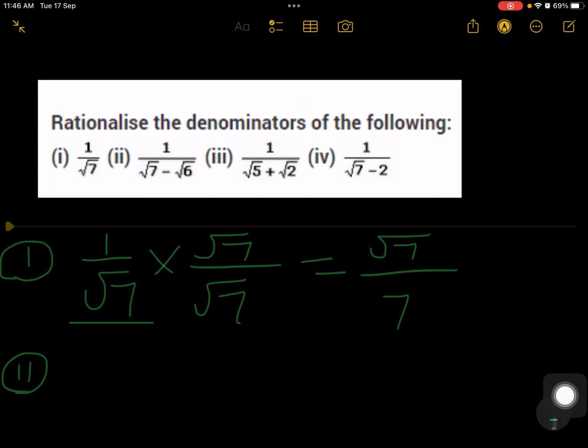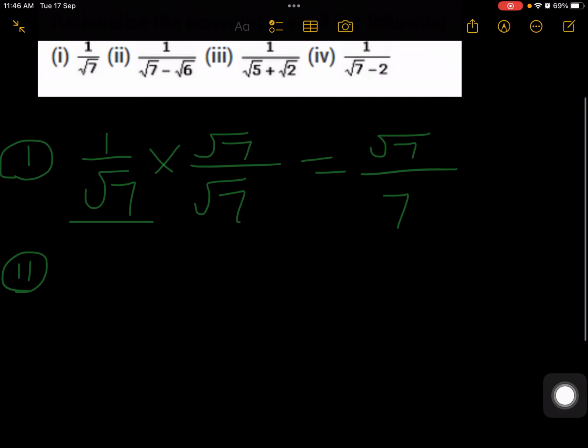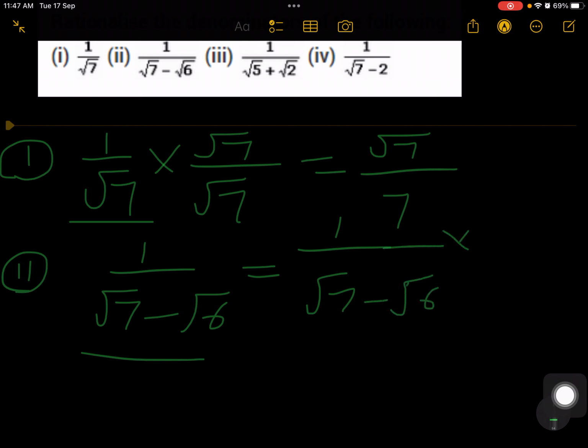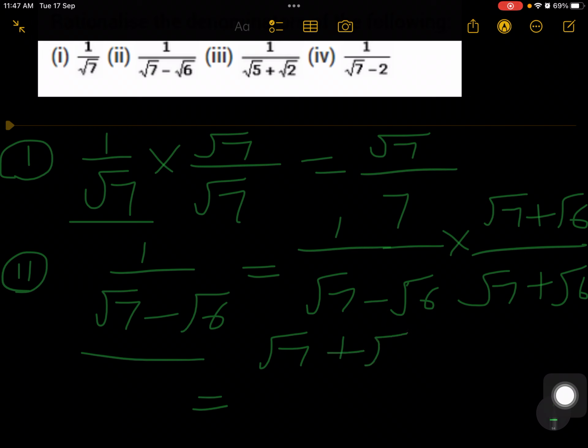Now see the second part of this question. The second part of this question is 1 by root 7 minus root 6. It means when you rationalize the denominator, you need to just multiply this by root 7 plus root 6 upon root 7 plus root 6. So ये क्या है यहाँ पे, a minus b और a plus b. Yes, when you multiply a minus b, a plus b, what will you get here? See, 1 into root 7 plus root 6 will be equal to root 7 plus root 6.